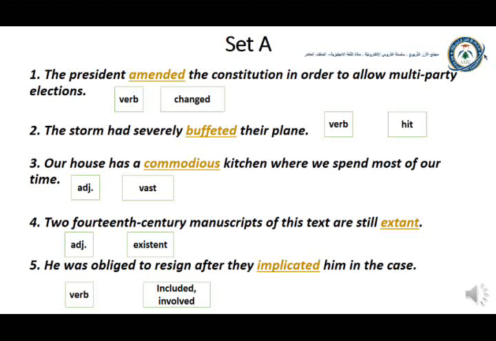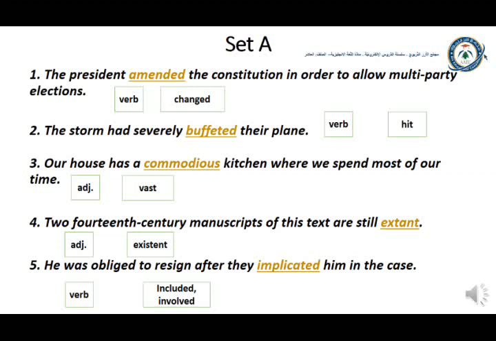4. Two 14th century manuscripts of this text are still extant. What is the part of speech of the word extant? Extant is a word that modifies the noun manuscripts. So extant is an adjective. What's the meaning of this adjective? These manuscripts are very old. They belong to the 14th century. However, they are still extant. They are still in existence. So extant means existence.